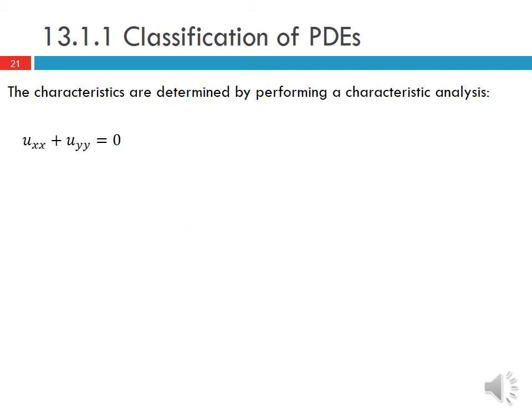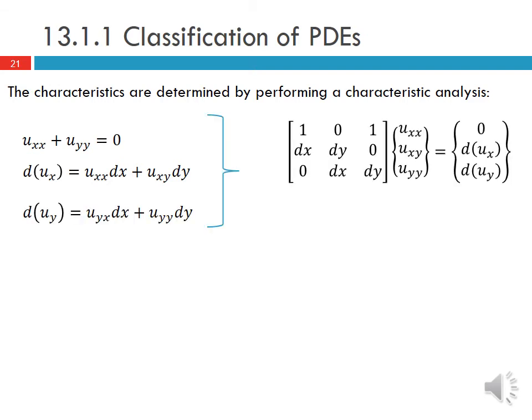So if we want to find the characteristics, we can do this by performing the characteristic analysis. So this is our PDE, and again, recall that we can use the chain rule to find these total derivatives d of ux and d of uy. And then these three equations can be written in matrix form, as shown here. To find the characteristics, we set the determinant of this equal to 0. So we get 1 times dy squared plus 1 times dx squared equals 0.